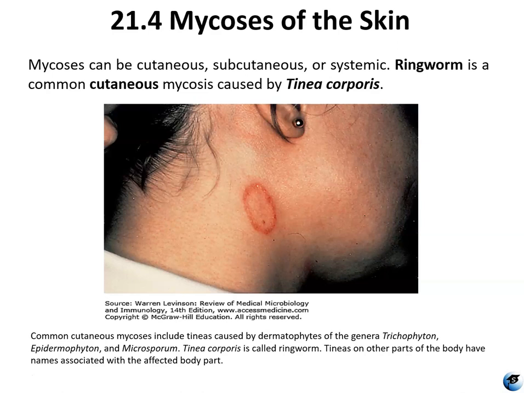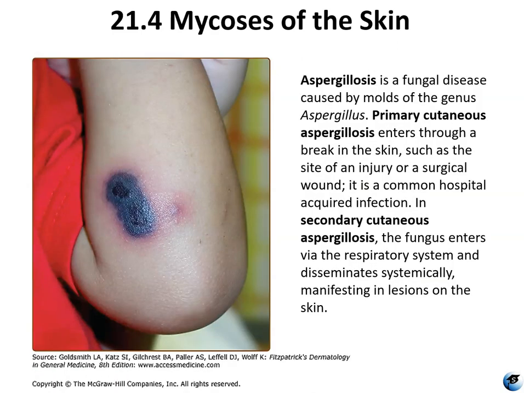A ringworm is a common cutaneous mycosis that's caused by Tinea corporis. Ringworm has kind of a misleading name. It is not actually caused by a worm or even a helminth. It is caused by Tinea corporis, as shown here. Also, you can have a ringworm that's caused by dermatophytes in any of these genera: the Trichophyton, Epidermophyton, and Microsporum.